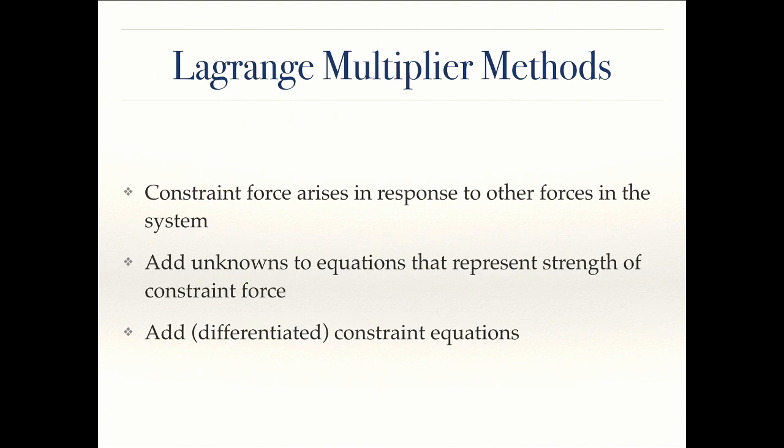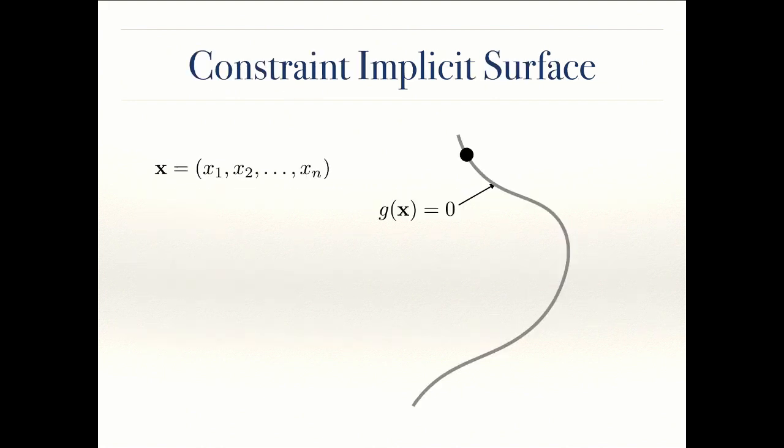Another type of approach falls under the category of Lagrange multiplier methods. In Lagrange multiplier methods, we're going to try to actually estimate the constraint force that we need in order to counteract the forces that are trying to violate the constraint. To find this unknown constraint force, we add unknowns to our equation that represent the strength of the constraint force. And then, since we've added unknowns, we need more equations. Those equations are our constraint equations, or maybe differentiated versions of those.